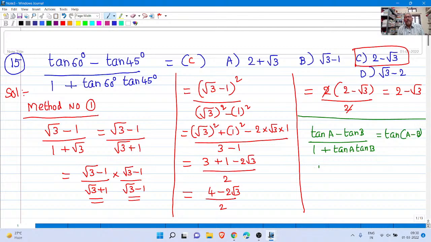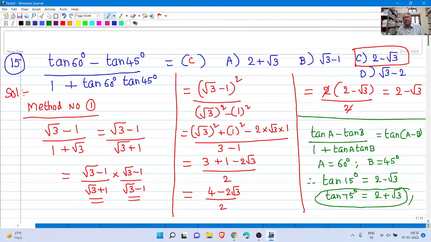So here A stands for 60 degrees and B stands for 45 degrees. Let us substitute. Therefore, our answer becomes tan of 60 minus 45, that is tan 15. You remember tan 15 is equal to 2 minus root 3, a standard value. Tan 75, you remember this value. Sometimes it may be given, that is 2 plus root 3. So note down in our notebook. I hope it is very clear to you.